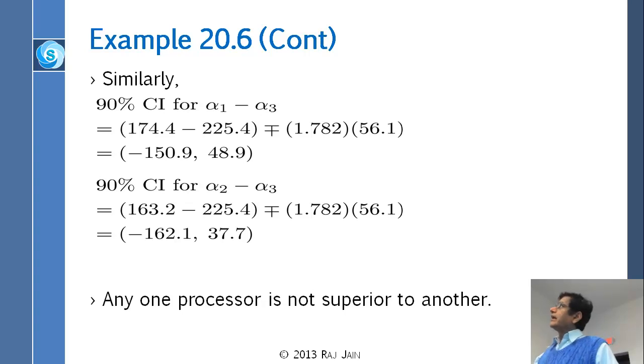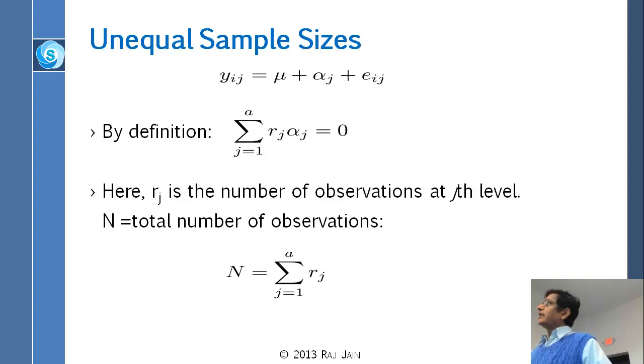Okay. Alright, so unequal sample sizes. Now the complication is that you don't have the same replication for all three processors. On processor 1 you did 10, on processor 2 you did 5, on processor 3 you did 3. Alright. So we will assume that rj times alpha j add up to 0. This is the assumption. If you define it like that, then the rest of the analysis becomes easy.